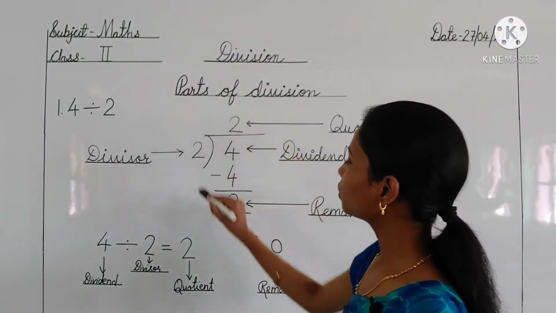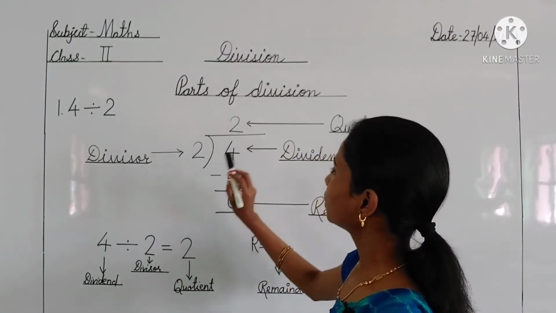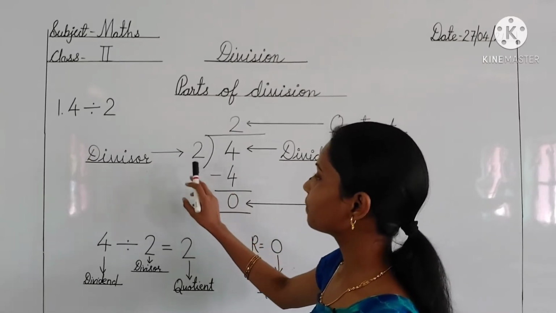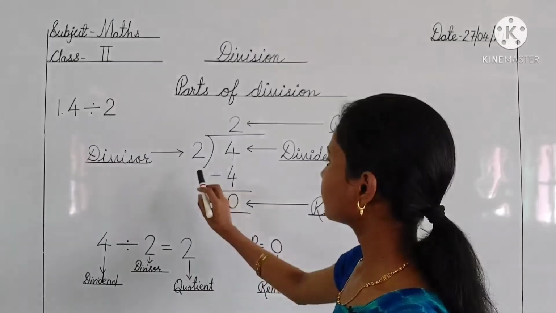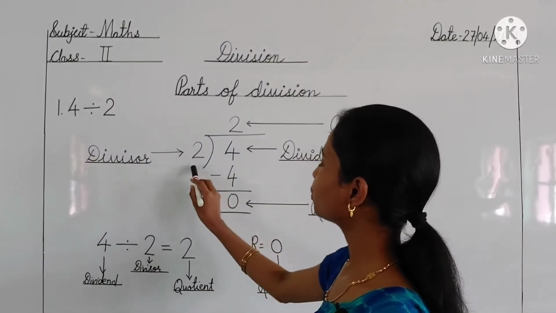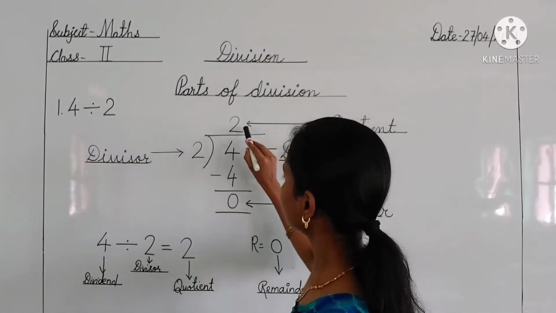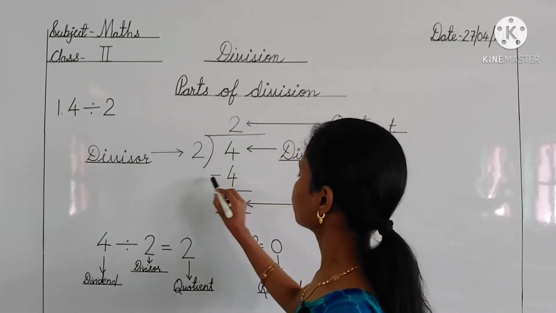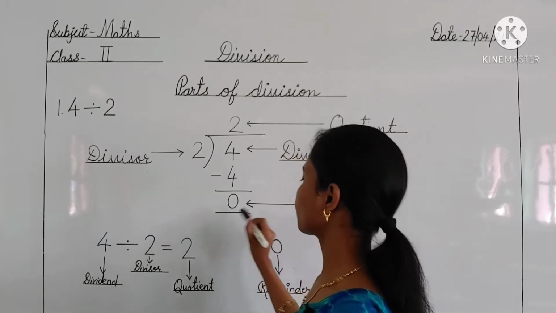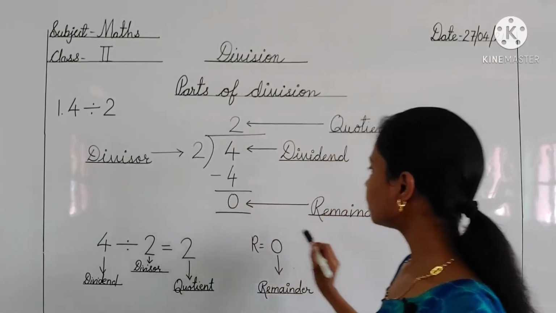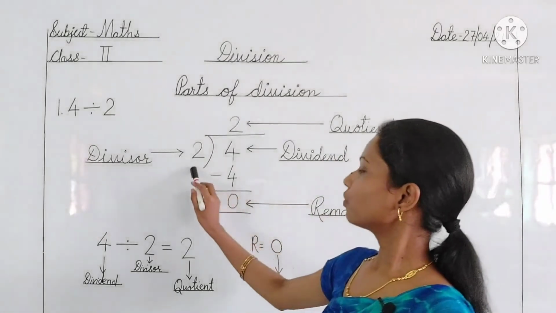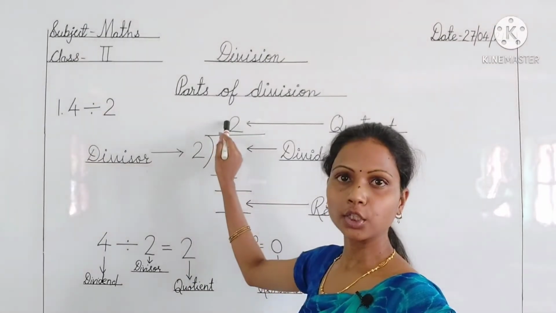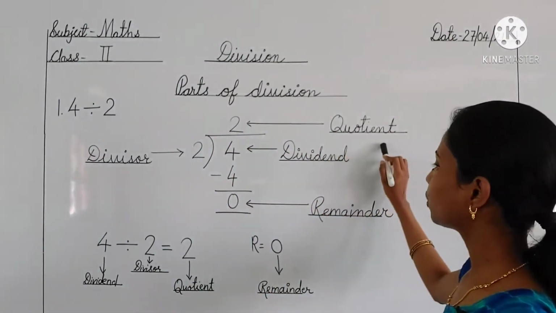Now we will do the division. For division we will read the table of 2. 2 ones are 2 and 2 twos are 4. So we will write 4 here. We will subtract, and the answer is 0. This is called the remainder. And what we have written here, 2, is the quotient.